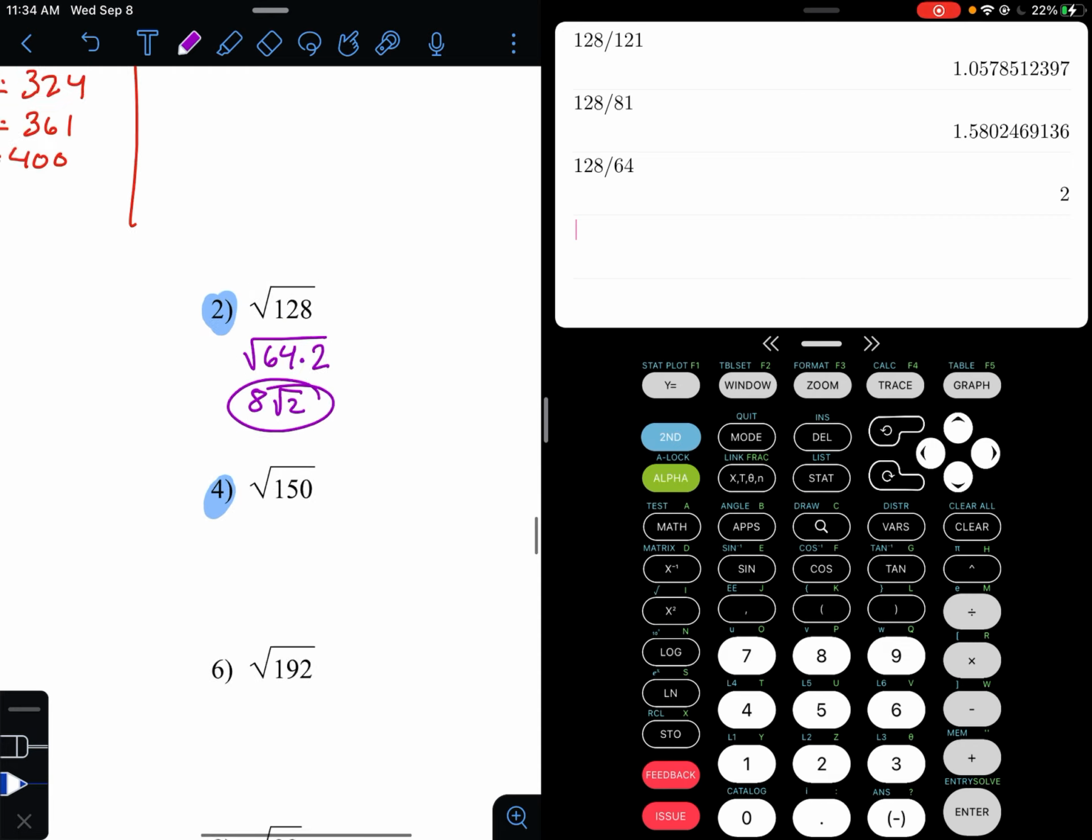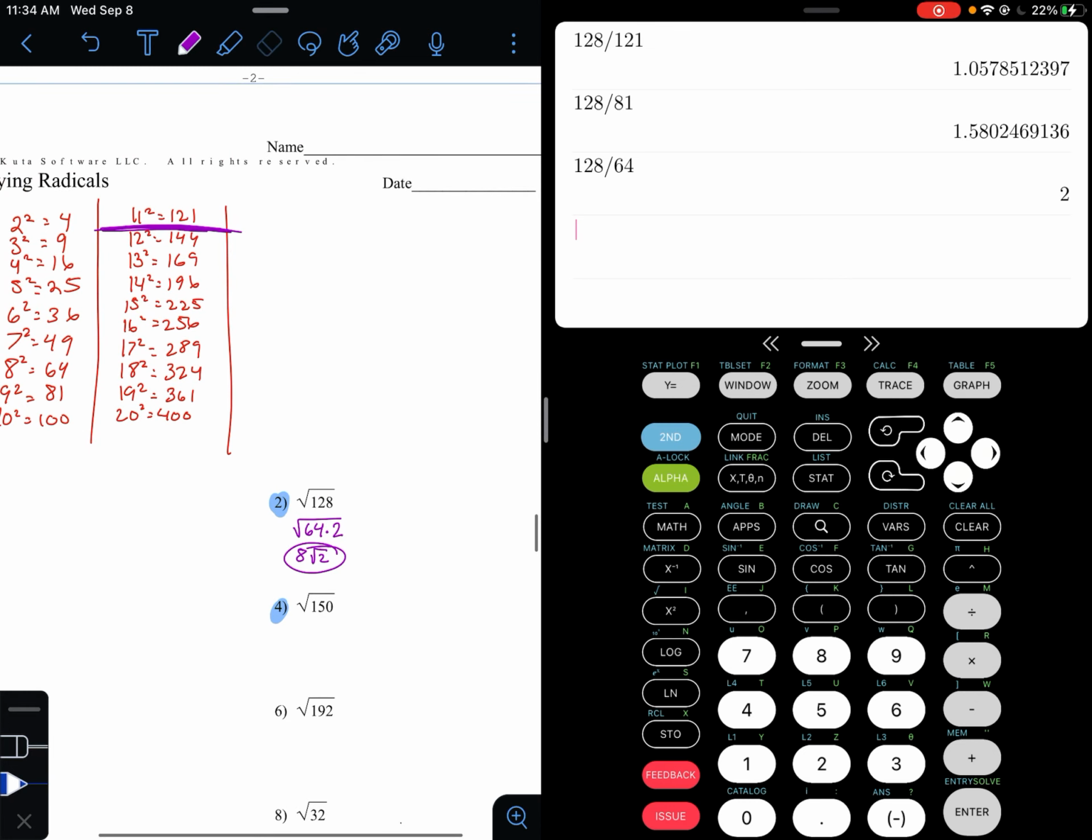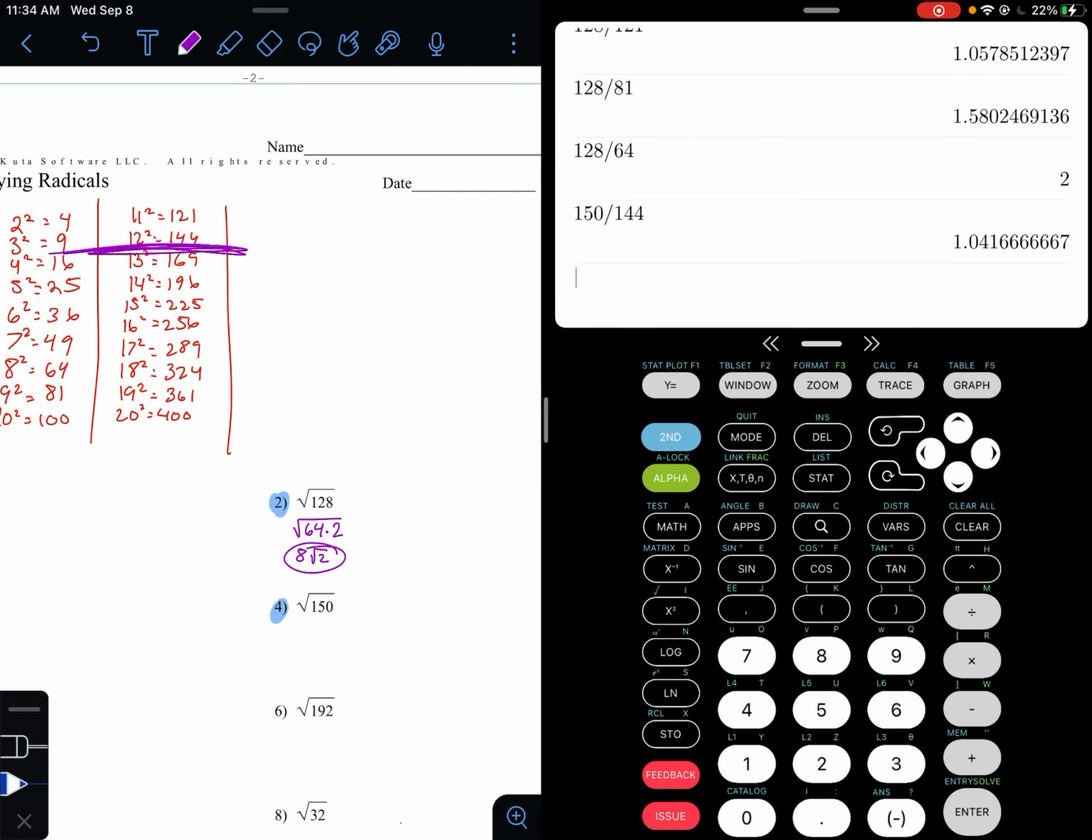All right. So now we'll go ahead and try 4. So let's look at 150. 150 would go right here in between 169 and 144, so we'll start there. We're going to do 150 divided by 144. Does not work. 150 divided by 121. Does not work. 150 divided by 100. Does not work. Close, right? We got a nice decimal, but still not a whole number.